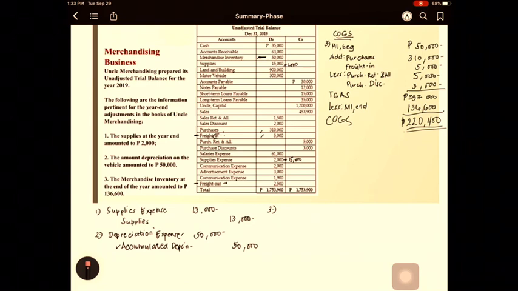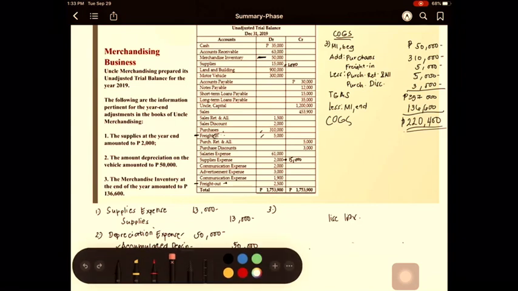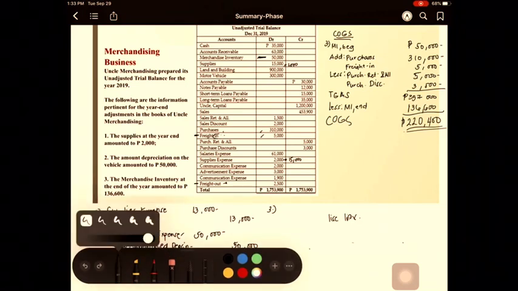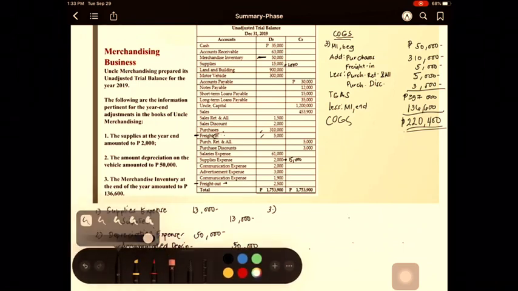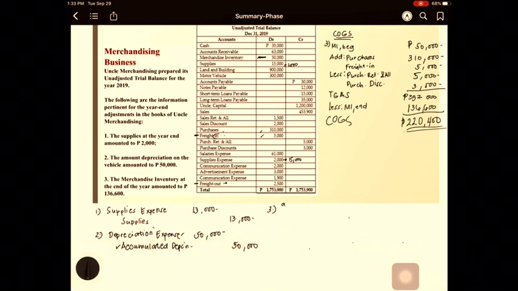Alright. So once we're done computing the amount of our cost of goods sold, we could already prepare the adjusting entry, or the adjustments, in order to bring the amount of merchandise inventory to 136,600. In doing so, there are two steps that need to be done here. The first step is to set up the merchandise inventory, the value of the merchandise inventory at the end of the accounting period.